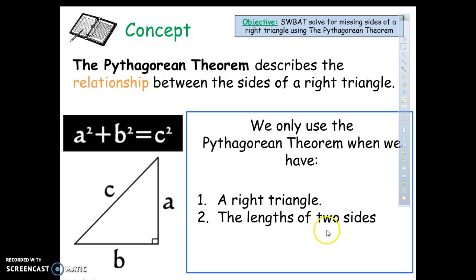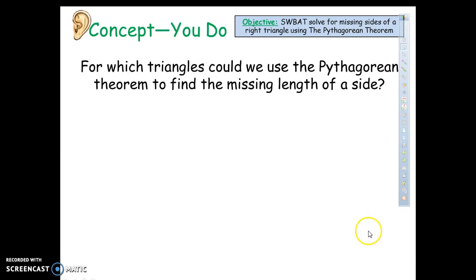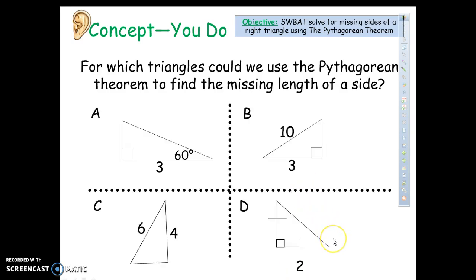If you only know one side length, it doesn't really help you much with the Pythagorean theorem, unless you're given additional information about congruency and something like that. But you need to know that it's a right triangle, and that you need to know the lengths of two sides. Okay, so we're going to quiz you on this idea. For which triangles can we use the Pythagorean theorem to find a missing side? I want you to just think about it for a second, pause the video, and identify this, and I'll go over this.